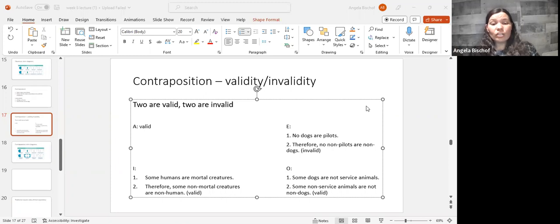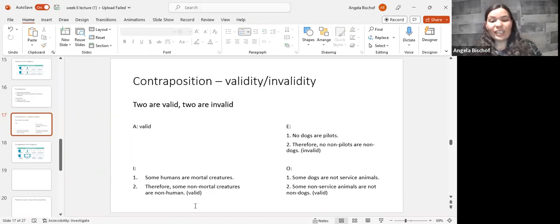Now this conclusion, therefore some non-mortal creatures are non-human. This is saying that something exists that's not mortal and not human. And if you don't believe in a God, then the statement is going to be false. If you do believe in God, then the statement might be true. So maybe you can come up with a counterexample, a better counterexample. Let me know if you can come up with a better one. Maybe I'll give you some extra credit. But if you don't believe in God, then the conclusion here is going to be false.